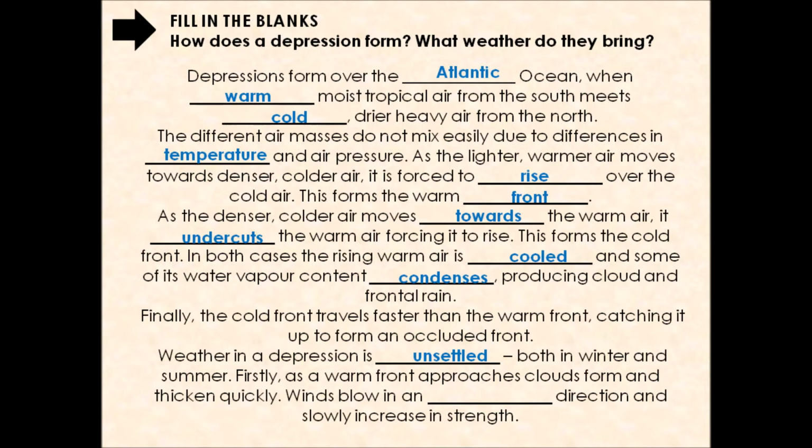And firstly, as a warm front approaches, we have cloud formation, and then these thicken very quickly and they get larger. And then those winds blow in an anti-clockwise direction for an area of low pressure, and then they slowly increase in strength. So that's the fill in the blanks on how a depression forms.